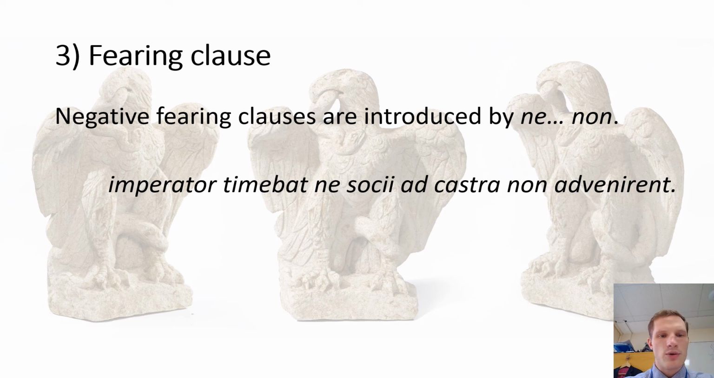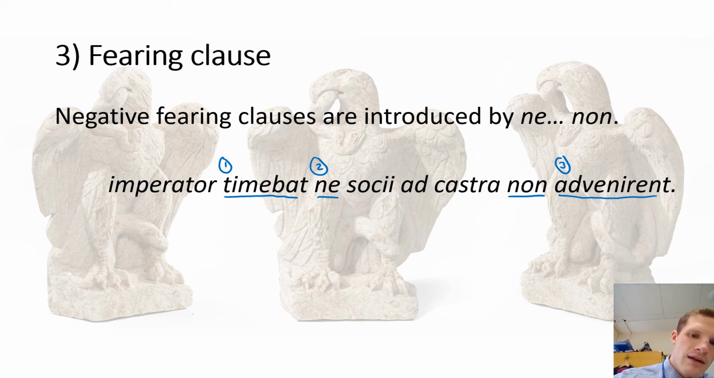negative fearing clauses. We can occasionally also be afraid that something won't happen, and they work in a very similar way. We still have our verb of fearing, we still have ne, we still have a subjunctive, but notice that we're also going to see the inclusion of a non. So this is the only time in Latin that we have ne and non working together. So a negative fearing clause is really easy to spot. And we're going to translate it just like a normal fearing clause, but we need to remember that we're going to negate our subjunctive.